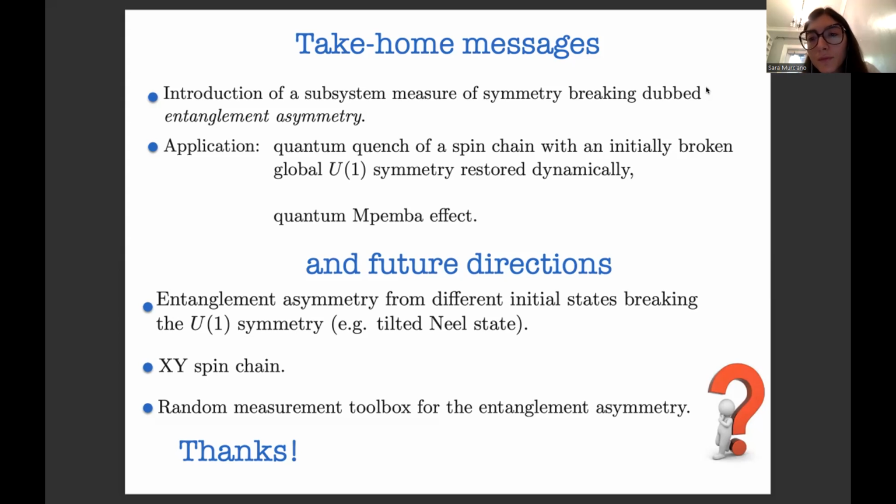Okay, a couple of questions. The first one: is this method based on the entanglement asymmetry the simplest method to check the restoration of the symmetry? I may think to check some kind of magnetization or whatever. And the other question is, what's the time scale of this restoration that you have found?